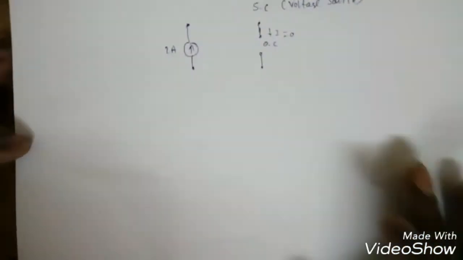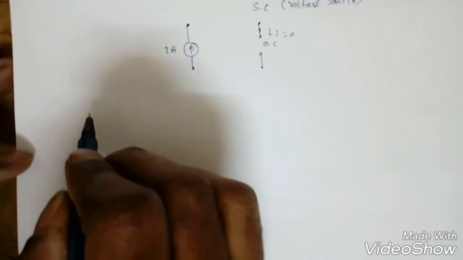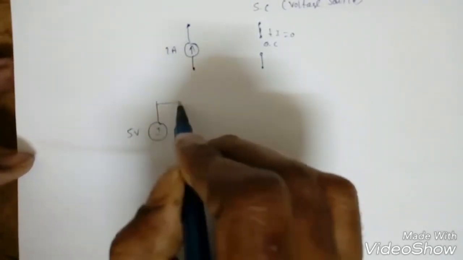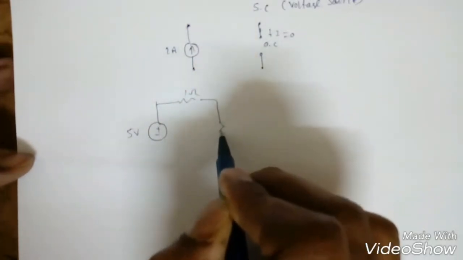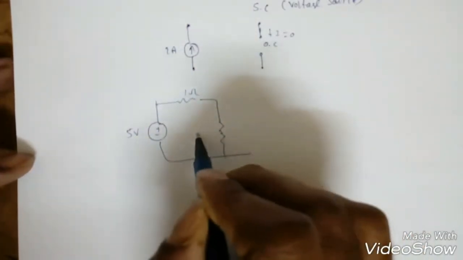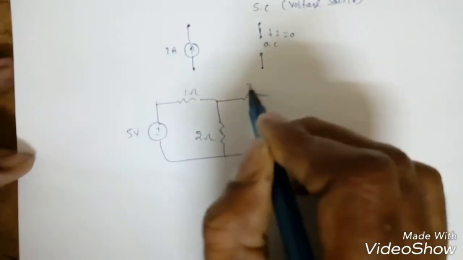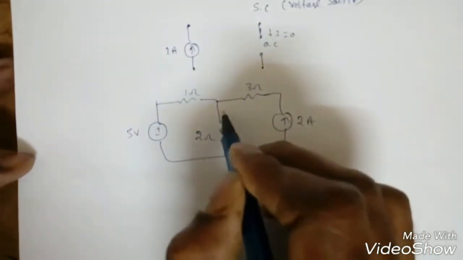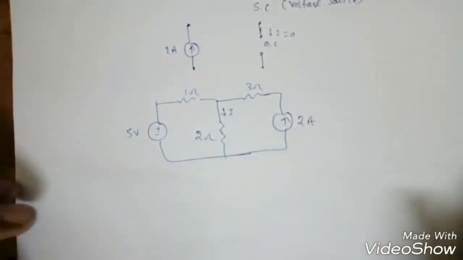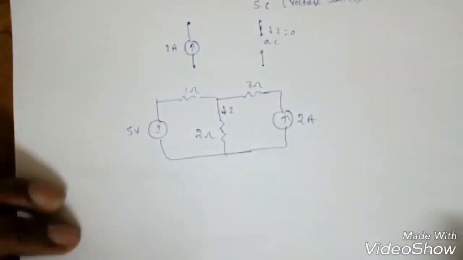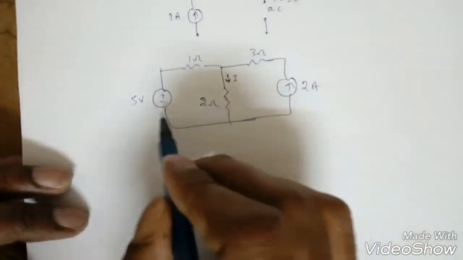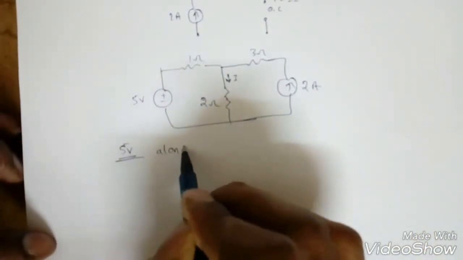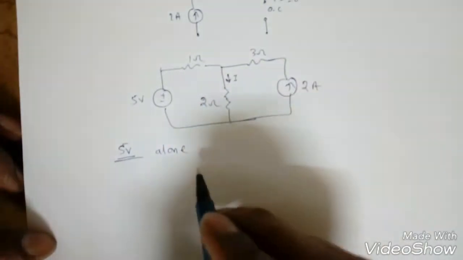Now we'll see one problem: a 5 volt source, 1 ohm, 2 ohms, 3 ohms, and this is a 2 ampere source. This is I. Now we use the superposition theorem, then we can find I. Suppose the 5 volt source alone. So we have to make it like this, 5 volt source alone. That means the current source should be 0.